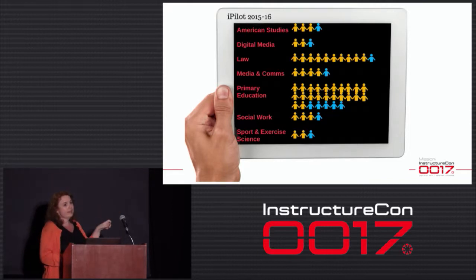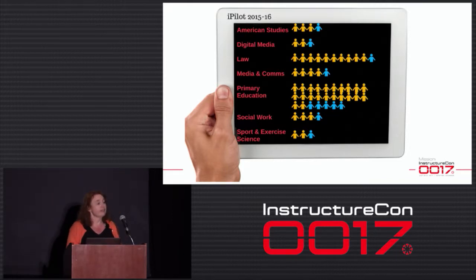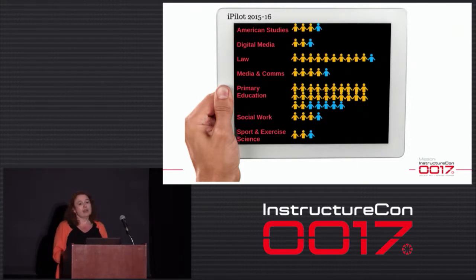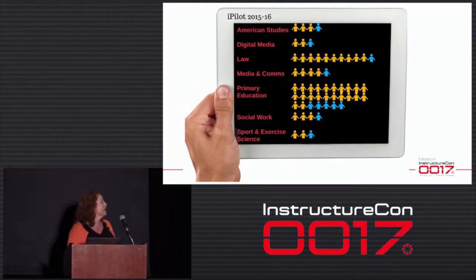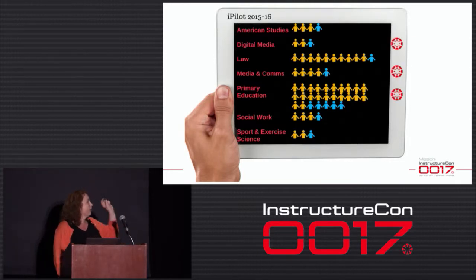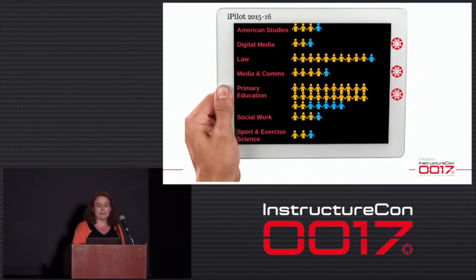So some of those are really small programs with only, say, 20 students in the first year. We've also got some like digital media and communications, where you'd anticipate higher levels of digital literacy from the students. And primary education and social work also do a lot out on placement, which gives you another element as well. And 3 of those programs were also part of our Canvas pilot at the same time.